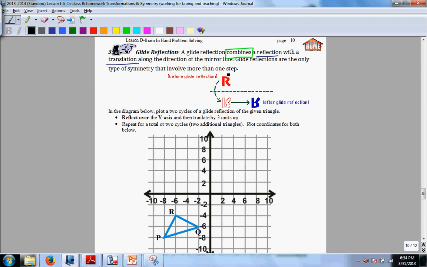So for example, this R here, first it's reflected over, like, an x-axis, that's reflection. And then we slid, that's translation. So here's your original R, and then there's your final product R. That's called a glide reflection.